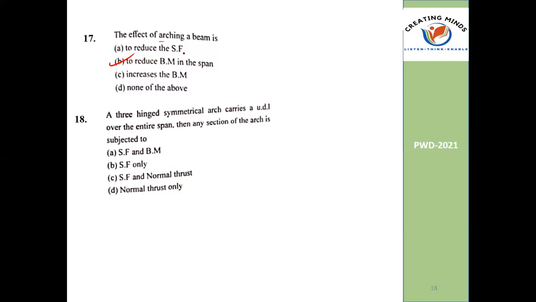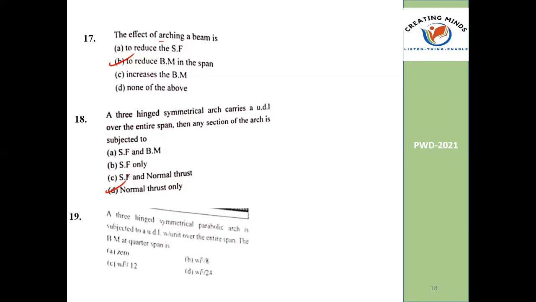A three-hinged symmetrical arch carries UDL over the entire span. At any section it is subjected to what? Option D. Normal thrust only, because bending moment and shear forces are zero. Then what do we expect? Normal thrust only. Very good. A three-hinged symmetrical parabolic arch is subjected to UDL over the entire span. The bending moment is?